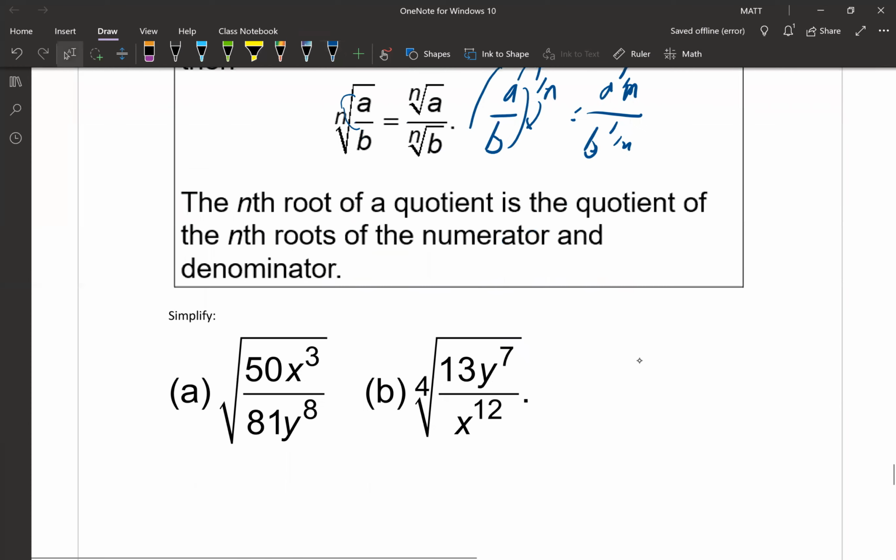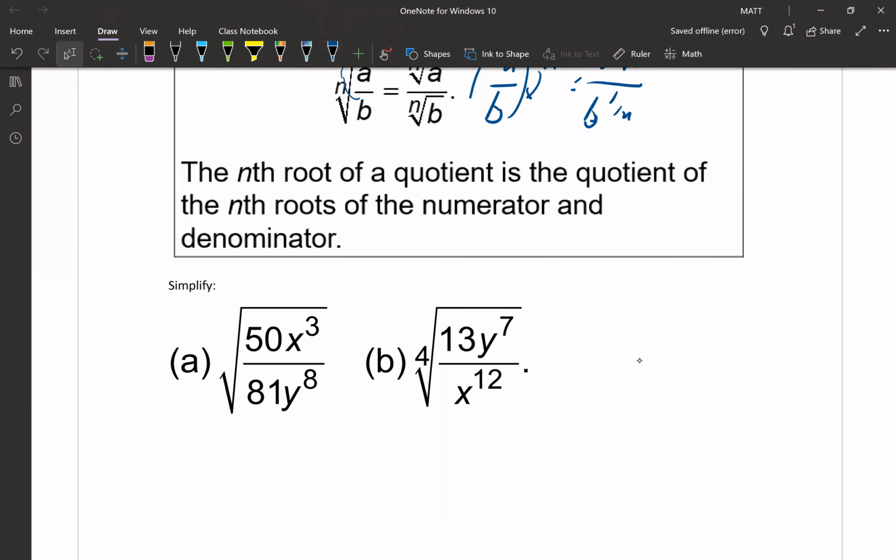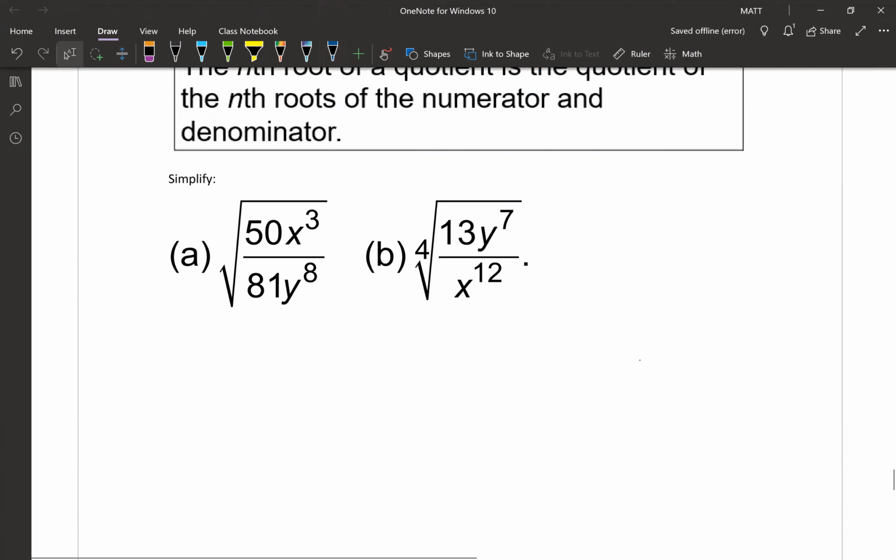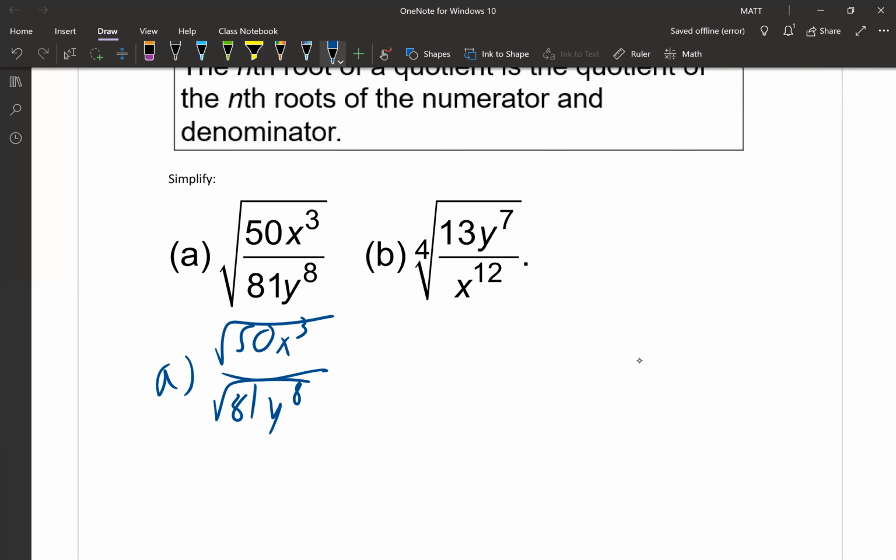Okay, so this one says simplify this. So I have the square root of 50x to the 3rd divided by 81y to the 8th. So to simplify this, I'm going to take the square root of the top and take the square root of the bottom. So we have 50x to the 3rd, square rooted, over the square root of 81y to the 8th.